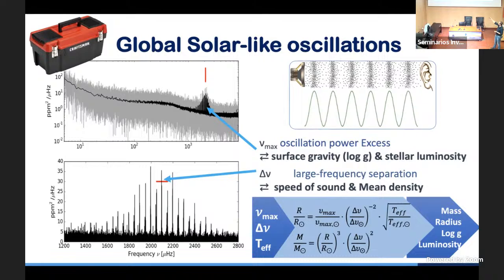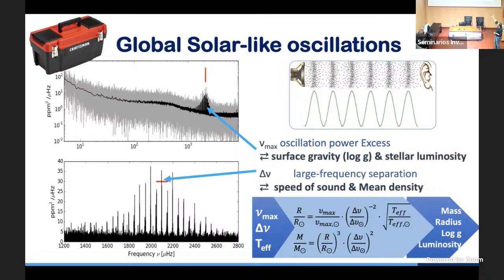So let's call that our little asteroseismic toolbox, because the oscillation power, this axis here, is proportional to the surface gravity, log g, of a star and the stellar luminosity. So simply by obtaining a frequency spectrum, we already have a good proxy for those parameters.